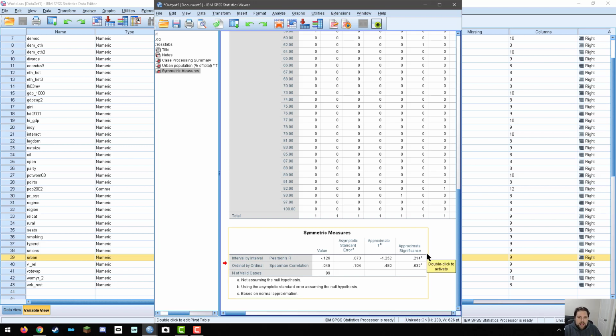Okay? So with that, that's hypothesis relationship testing in a nutshell. Next, we're going to be doing group hypothesis tests, which are the t-tests and the ANOVAs.